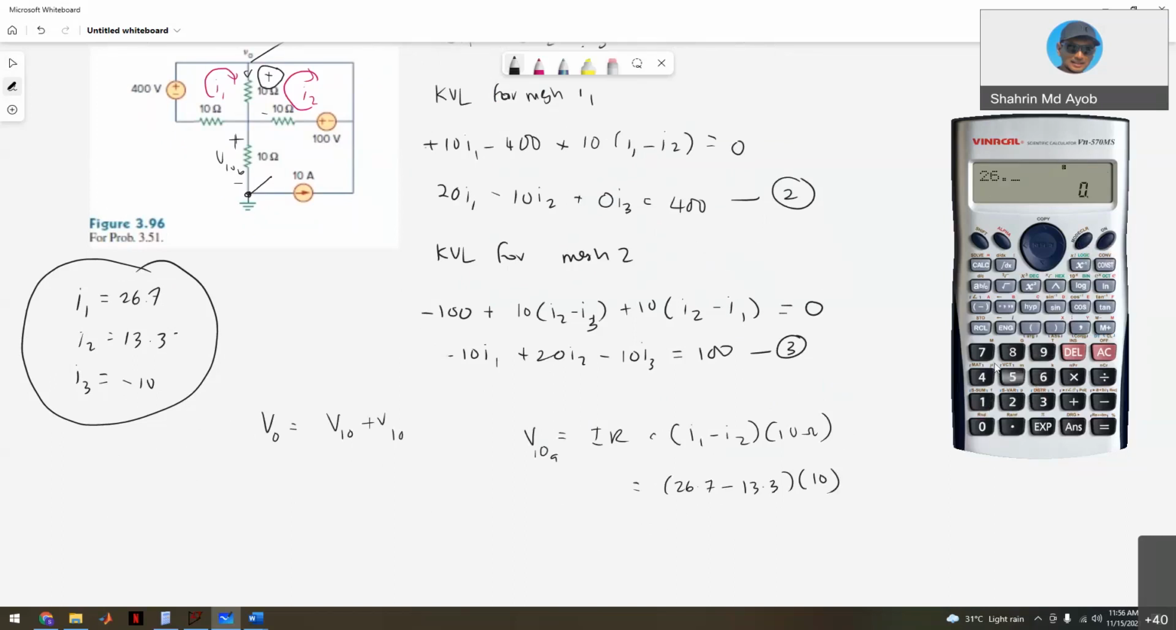So 26.7 minus 13.3. So multiply with 10. So this one should be 134 volts. Positive 134 volts. Okay. What about V10B? V10B, okay. So the polarity is like this. But the mesh current is flowing like this, right? So it's actually entering the negative terminal.